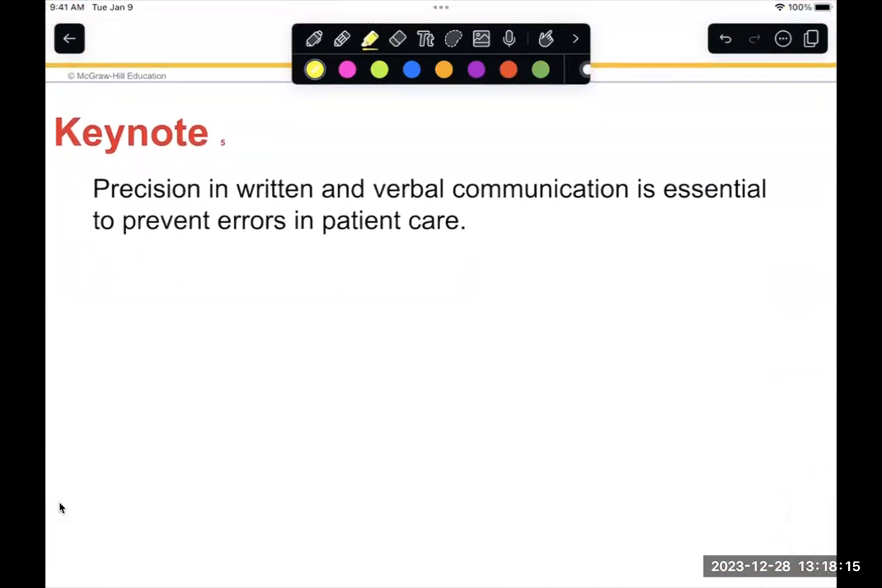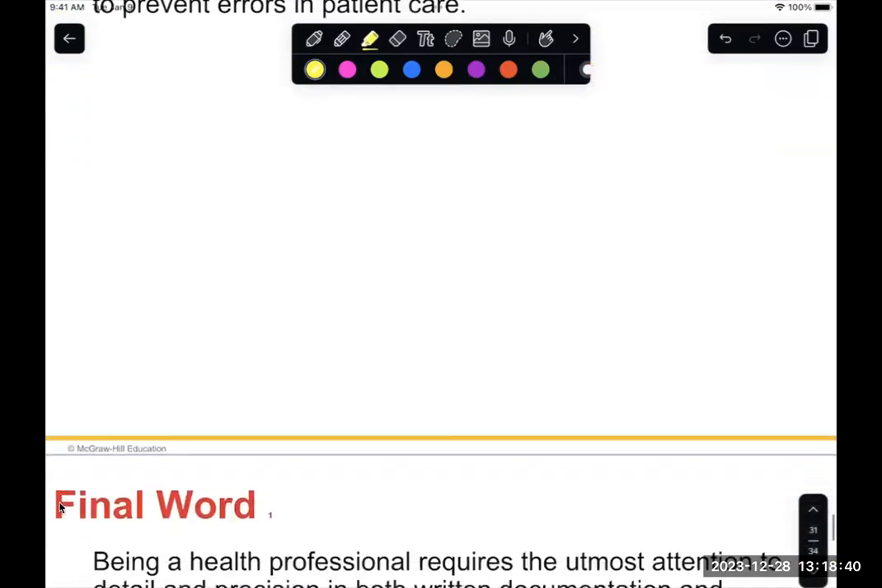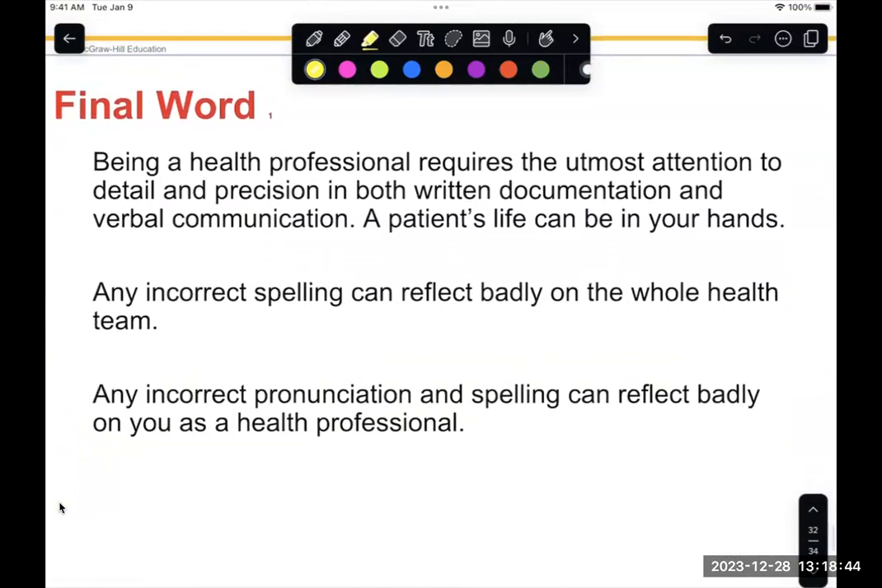So practice your pronunciation along with the system of phonetic spelling that's found in the textbook, with hearing the words. Again, there's that audio glossary that'll give you the pronunciations of all of these words. And it's essential to prevent errors in patient care. So as a health professional, precision in spelling and pronunciation are vital in your roles of direct and indirect patient care. It requires that utmost attention to detail and precision because a patient's life can be in your hands. One mistake can be the difference between life and death, unfortunately.